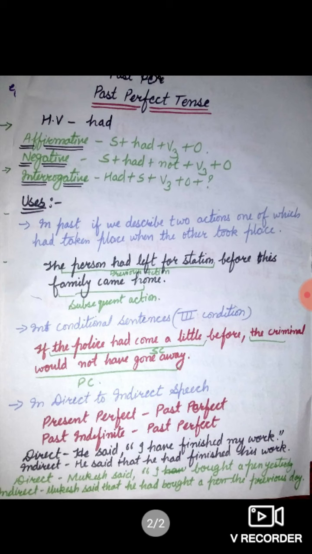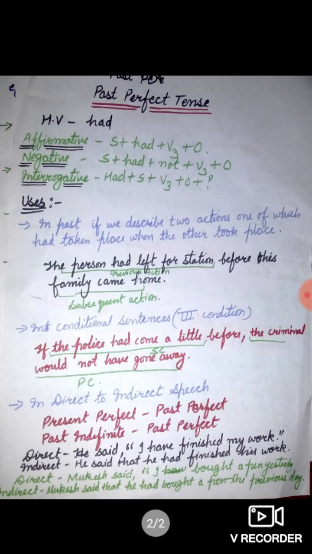The one which had taken place is described, expressed in past perfect tense, and the other which took place after that is described or expressed in past indefinite tense. The example we discussed in past indefinite tense, I would like to recall that example. The example is: The patient had died before the doctor came.